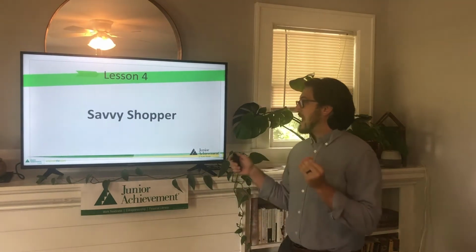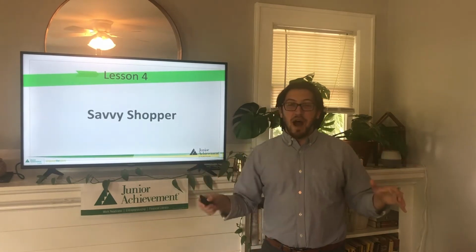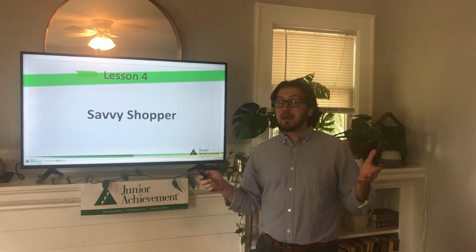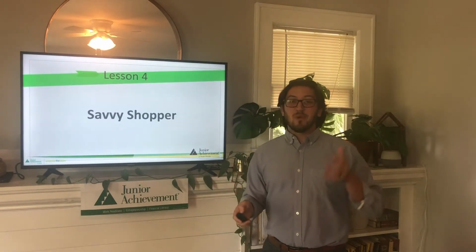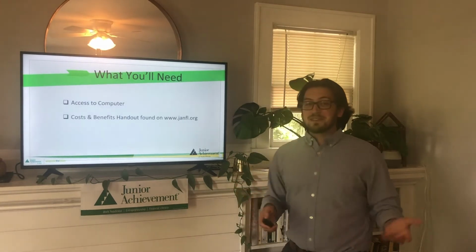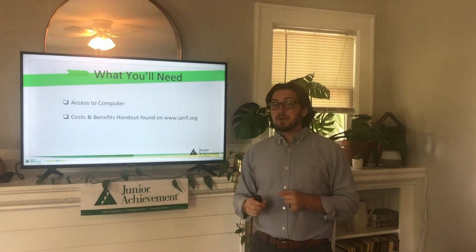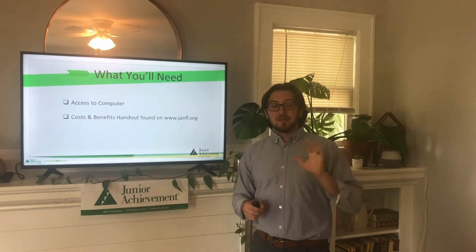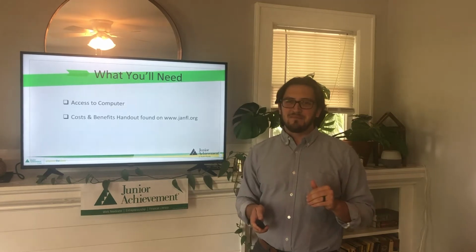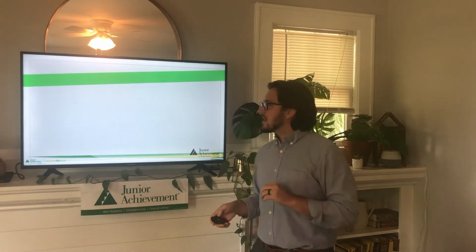This is called Savvy Shopper. Overall, y'all, we need to be wise with our money. That's what lesson 4 is, and really understanding what type of methods of payments we can really use. So what you need for this specific lesson is pretty simple. Just access to a computer, and then also our costs and benefits handout as found on www.janfl.org. Don't worry, I'll be sure to provide instructions on how to access that document later in the lesson, all right? So, very first part of this lesson, I'm going to ask you guys this question.